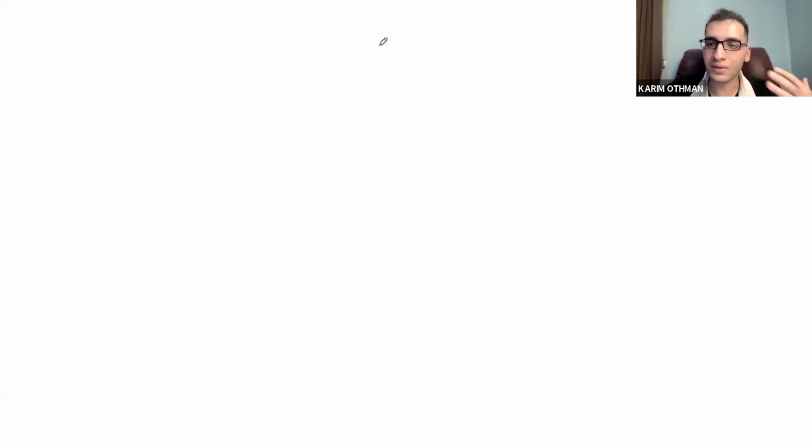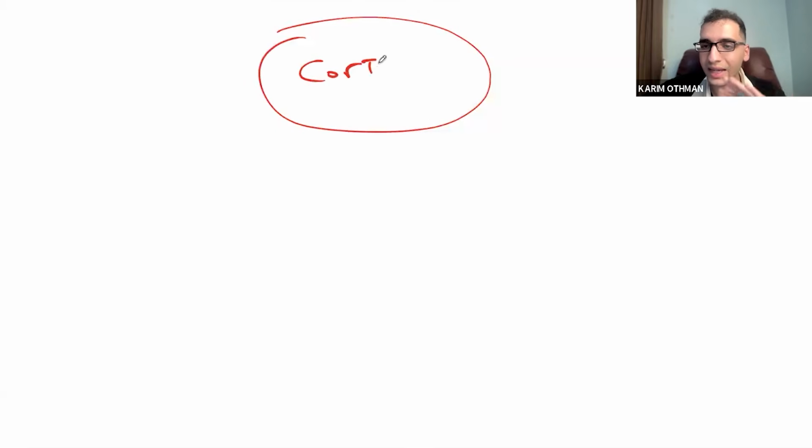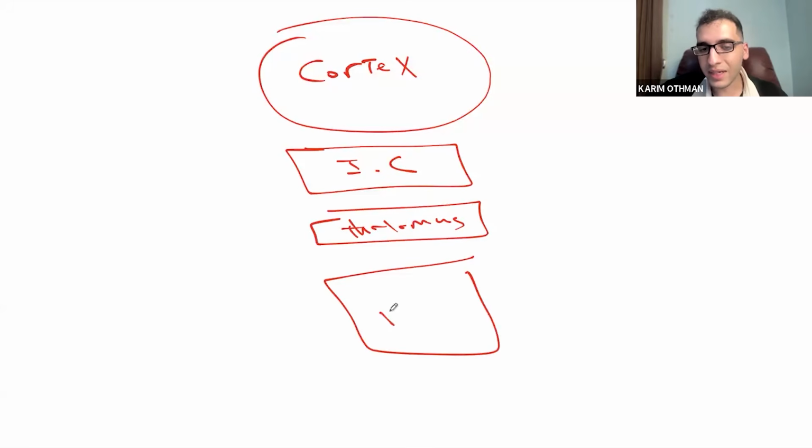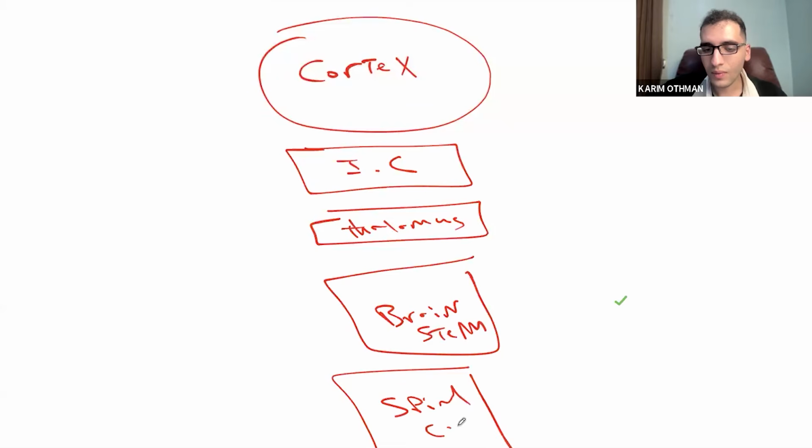I tell them I need you to treat the brain, or neurology in general, as a few specific structures. We have the cortex here, as simple as it is. Do not try to complicate this. And then we have the internal capsule, and then we have the thalamus, and then after the internal capsule and the thalamus, we have the brainstem. And then after the brainstem, we have the spinal cord itself.